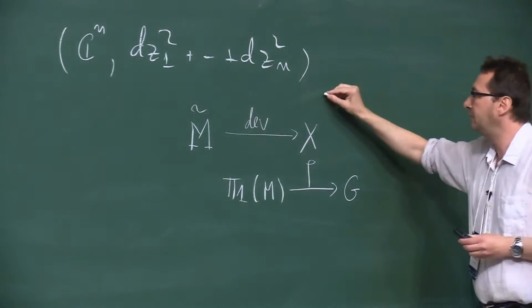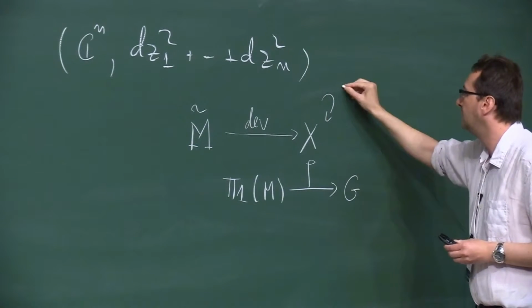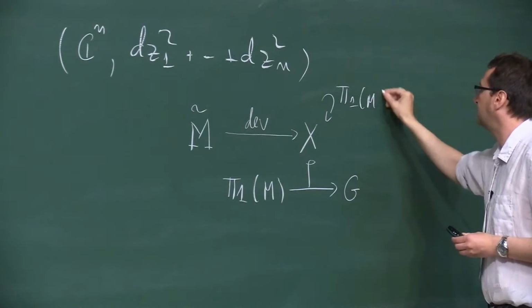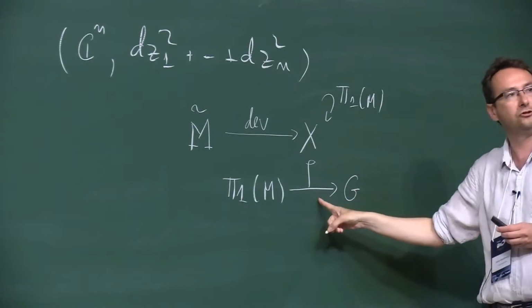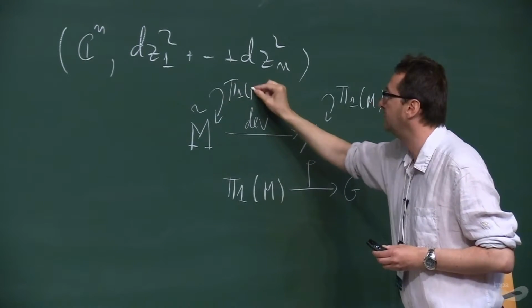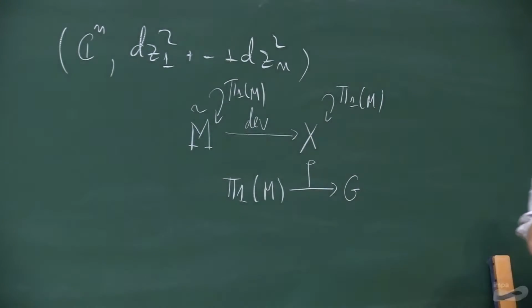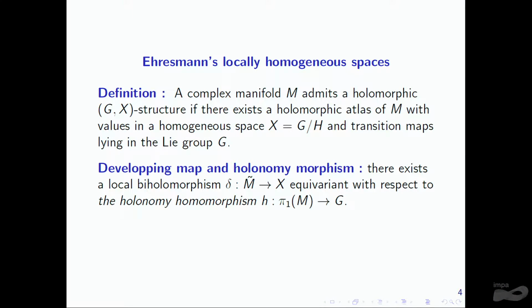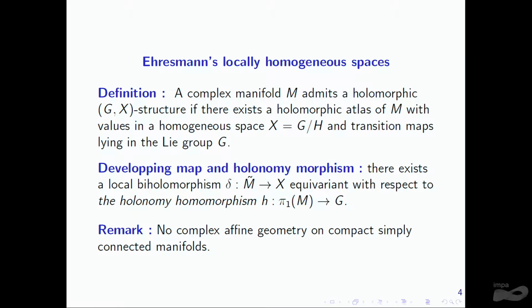And the developing map is equivariant when the fundamental group acts on X through the monodromy morphism and on M tilde through the deck transformations. So somehow this is the picture of those flat Cartan geometries. They come with a developing map defined on the universal cover, which is equivariant with respect to some monodromy morphism. For example, this gives you some relation between your manifold and the model X.